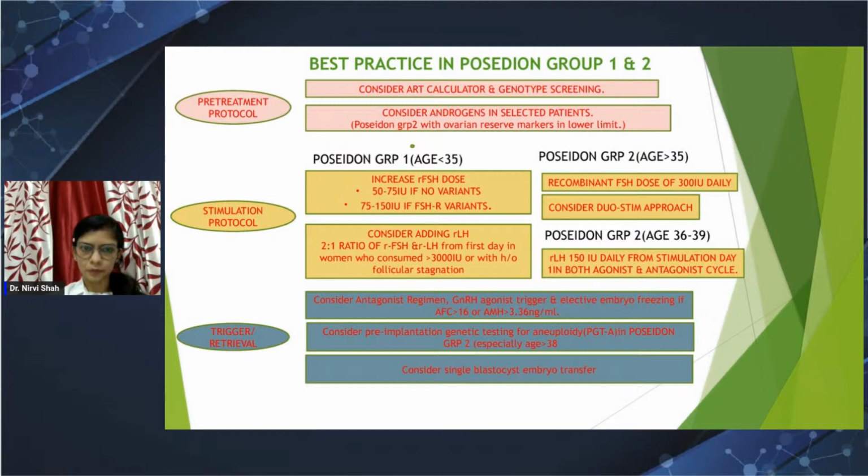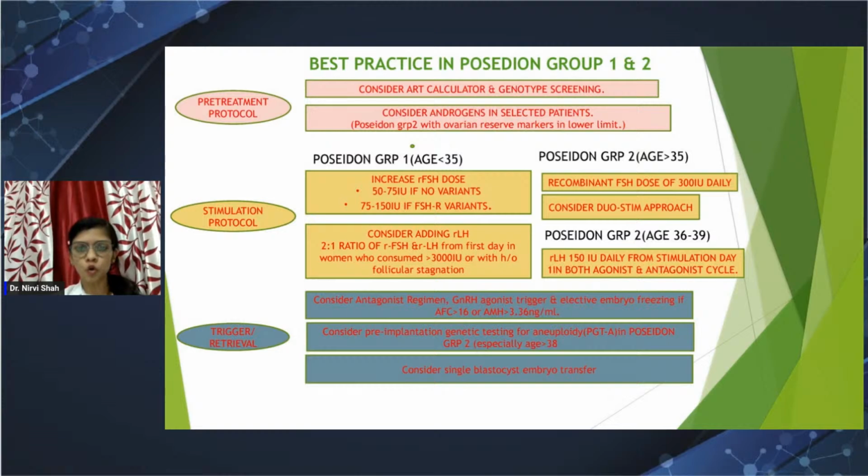So in Poseidon group 1, we start the stimulation protocol on day 2, after doing a baseline sonography, and then eventually we increase the FSH dose in steps of 50 to 75. The ideal dose to start with is 150 international units, and recombinant FSH is always better than urinary FSH. Also, we can consider adding rLH in the ratio of 2:1 from the first day in women who have had a previous poor ovarian response, or a history of follicular stagnation.